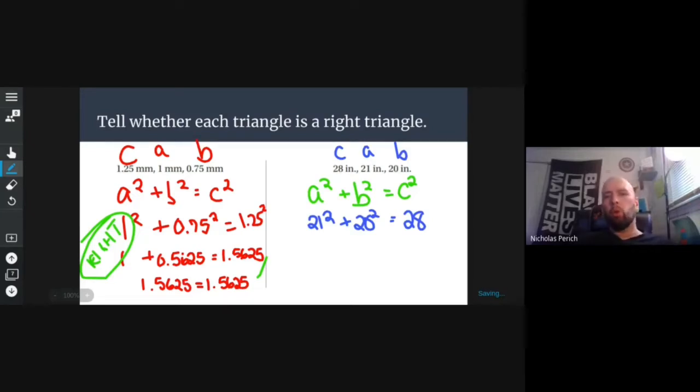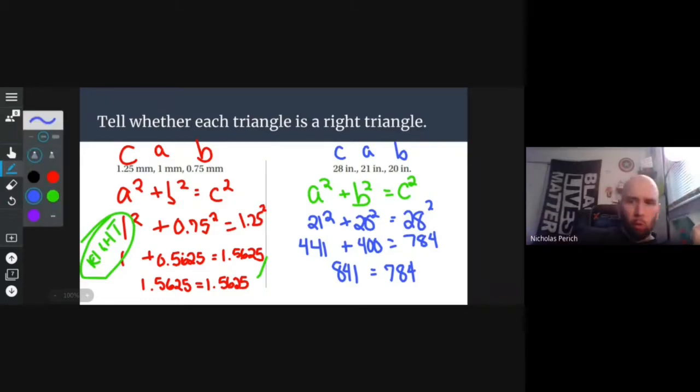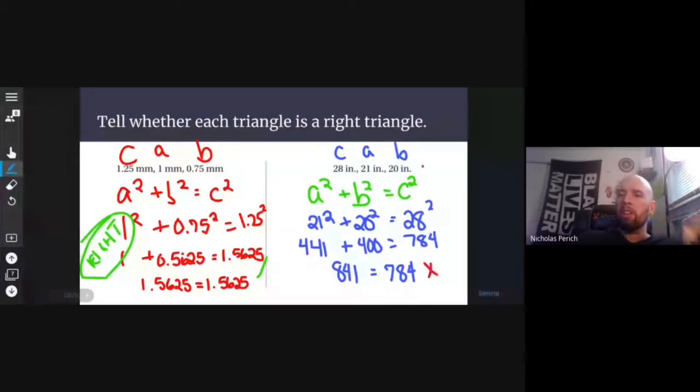21 squared. 21 raised to the second power is 441. 20 squared is 400. 28 squared. 28 raised to the second power is 784. So when I add the two numbers on the left, I get 841. On the right side was 28 squared, and 28 squared ended up being 784. Those two numbers don't match up, so this is not a right triangle. Not a right triangle.